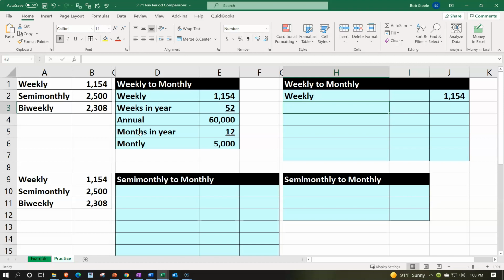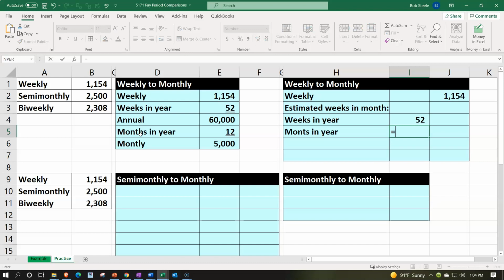But let's do the little calculation here for estimated weeks in a month. So we know that there's weeks in a year. Let's think about it this way: about 52, right? About 52 weeks in a year. So if we know that, which is about 365 divided by 7 days, and then we could say, okay, then months in a year is going to be equal to, I'll just say 12 months in a year.